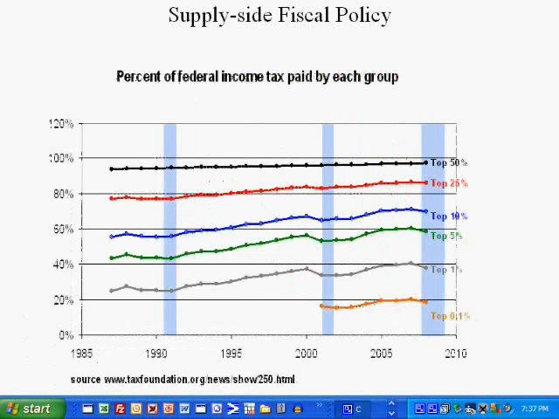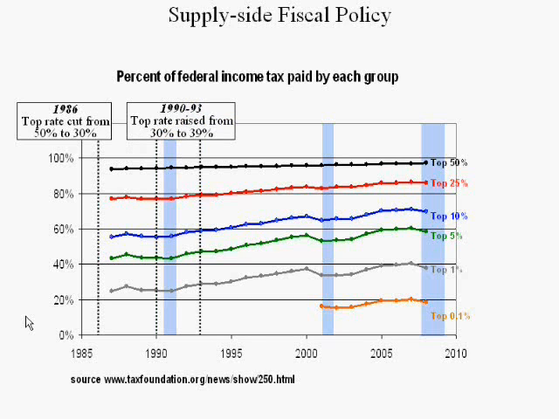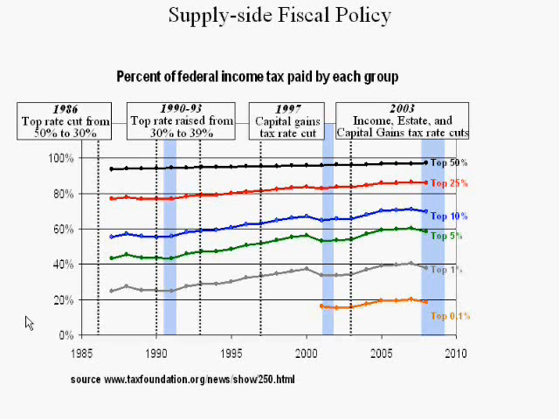The figure below shows the percent of federal income tax paid by the top 50% of earners in America, the top 25%, the top 10%, the top 5%, the top 1%, and the ultra super rich, the top 0.1%. The blue bars represent periods of economic recession. In 1986, the top rate was cut from 50% to 30%. In 1990 to 1993, the top rate was raised from 30 to 39, and this cost President Bush, the first President Bush, re-election, because he had promised in 1988, no new taxes. Read my lips. In 1997, President Clinton agreed to cut the capital gains tax rate. In 2003, Bush and the Republicans in Congress lowered all marginal tax rates.